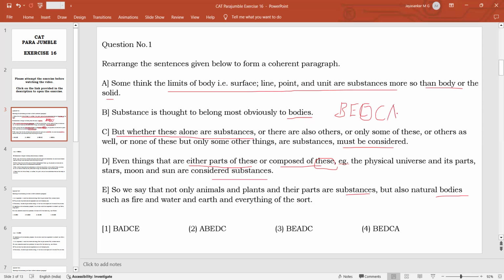So B, E, D, C, A will very clearly form the sequence. Where B, E, D will talk about the standard definition of substance: anything that is contained in a body or a solid is a substance. Then we think about an alternate definition and an example of that alternate definition. So BEDCA will very clearly form the logical sequence. Option 4 will be the answer.